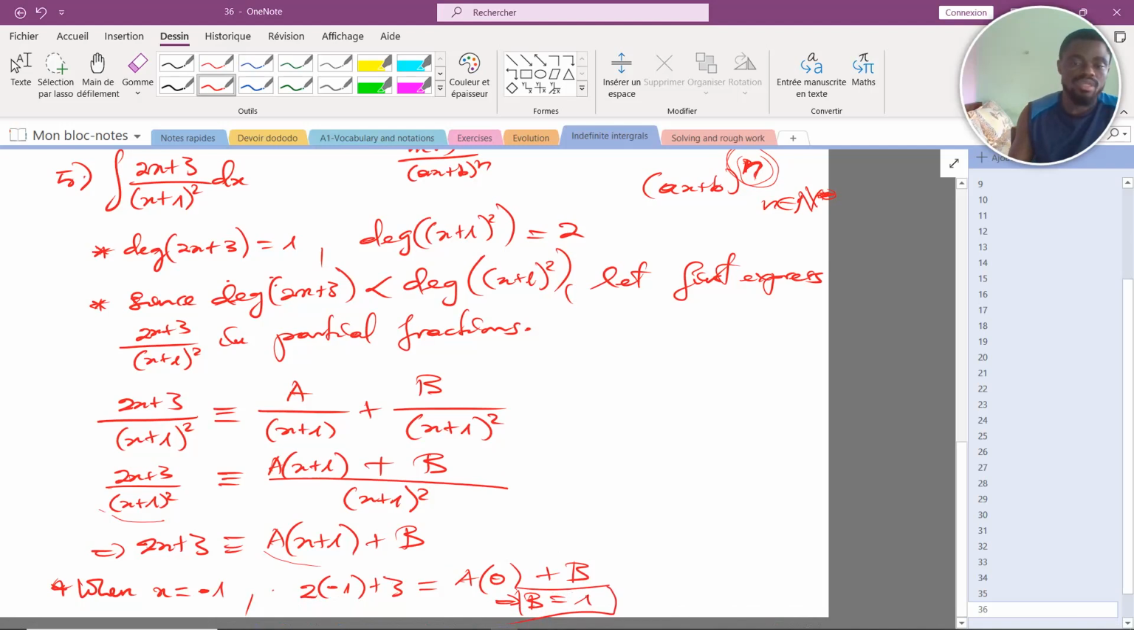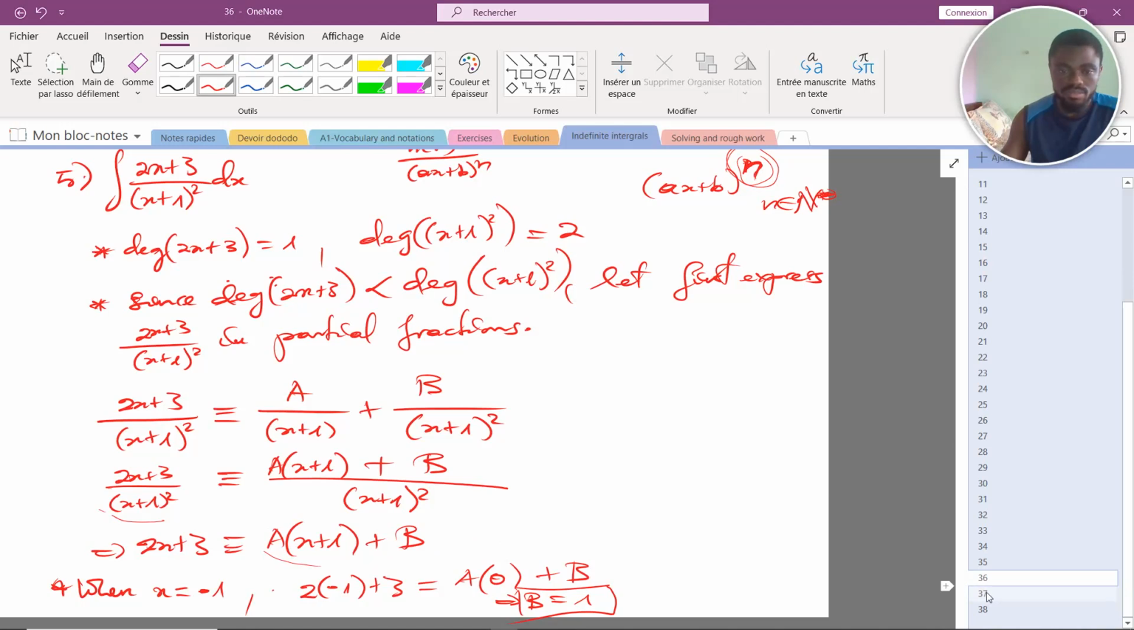So I'll take this B and substitute it back here, and from there I will deduce the value of A. Or instead, you can just develop this. You know that. Wait, let me continue on the next page.